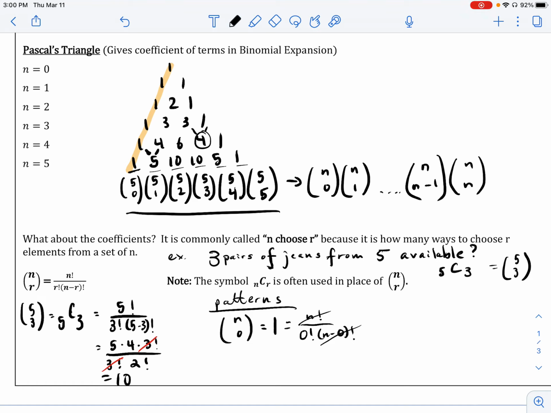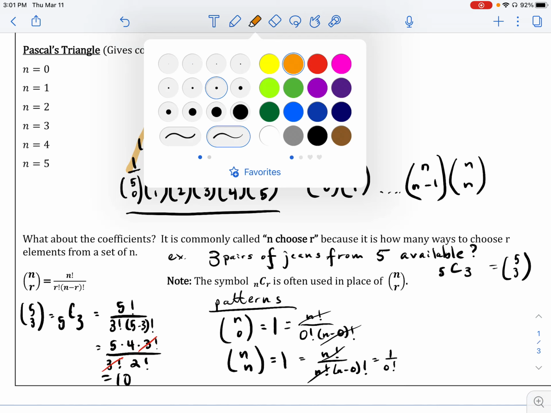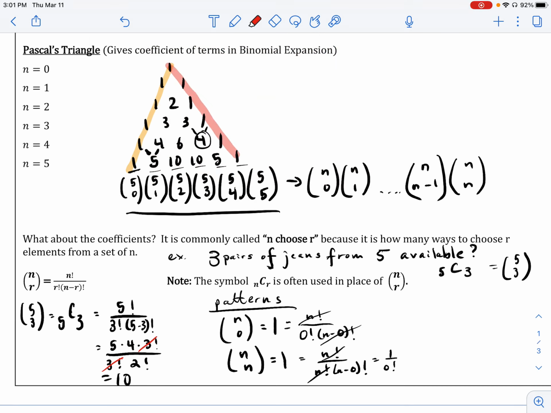So n choose n would be another one, right? Make sure again, maybe pause and think about why n choose n is equal to 1. Again, that would be n factorial over n factorial times (n minus n) factorial, which is just 0 factorial. So we're getting the same thing that we got before. This would just be 1 over 0 factorial, which is 1.